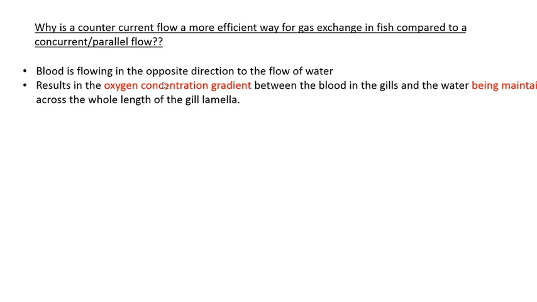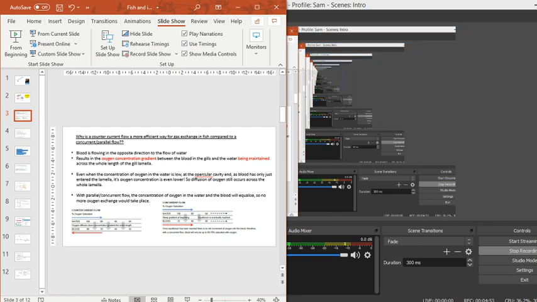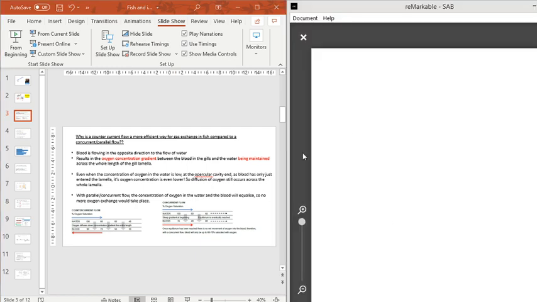So the blood is flowing in opposite directions. The only reason you have a countercurrent system is to create a concentration gradient of oxygen that is maintained the entire way across the gills. So if you imagine, let's see if I can get this to work.